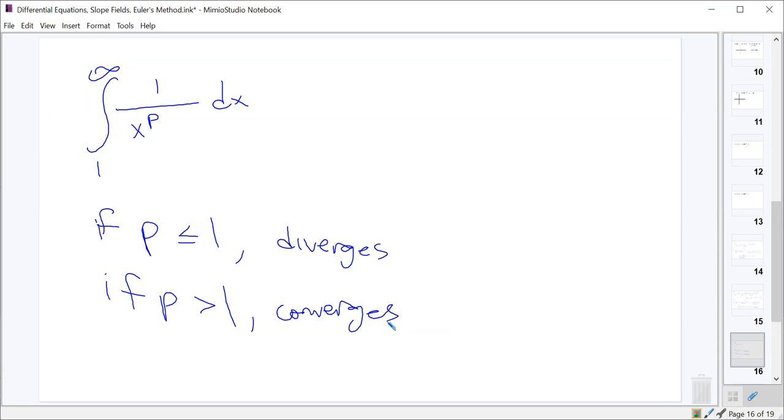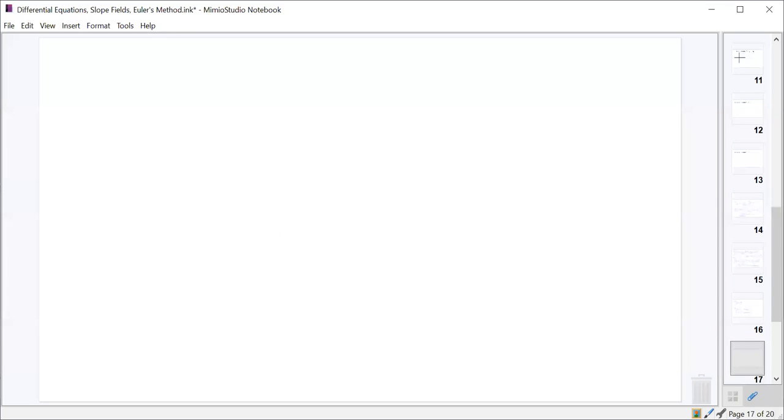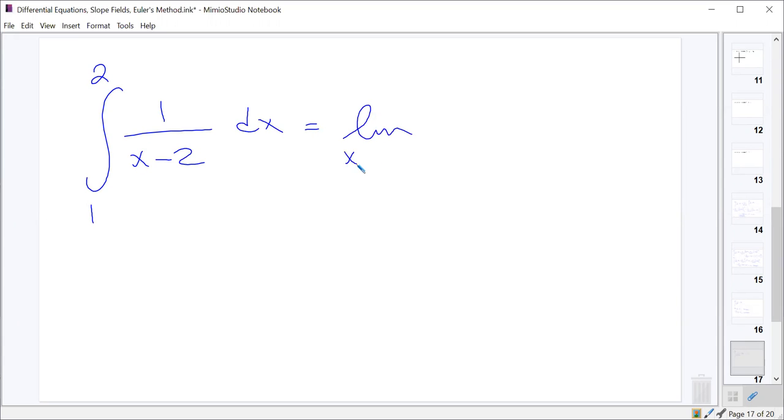Good. All right. We also might have improper integrals that look like this. The integral from 1 to 2 of 1 over x minus 2 dx. What makes this an improper integral? It has an infinite discontinuity at x equals 2. So we will need to rewrite this as a limit as x approaches 2. And since our integral is from 1 to 2, we're approaching 2 from which side? Should be from the left.